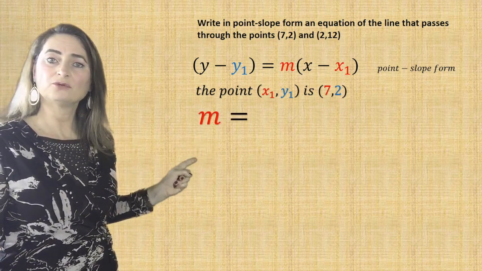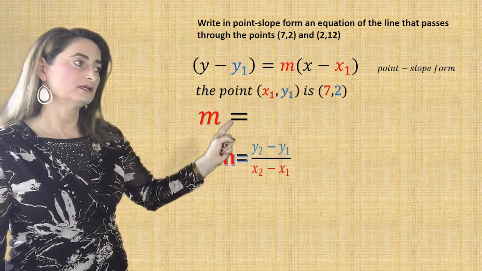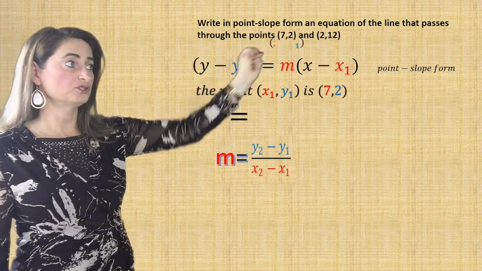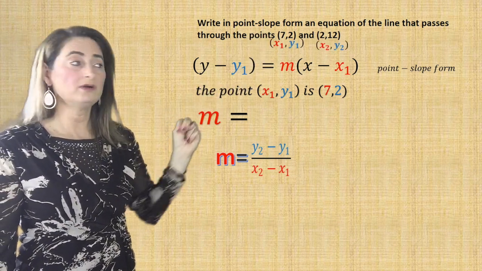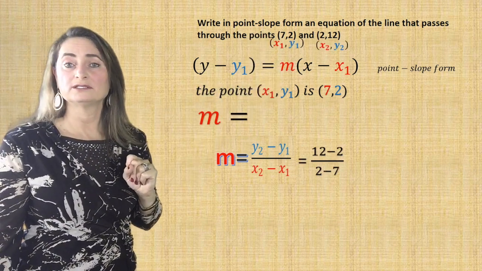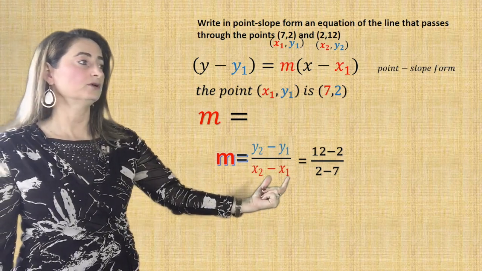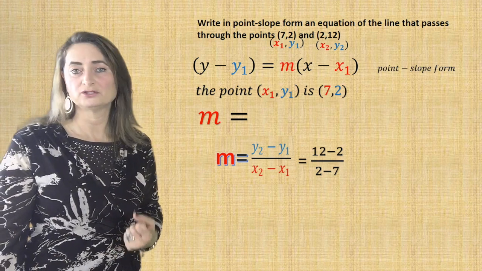Use the equation of the change in the y divided by the change in the x. Now I would use the two points. 7, 2 is x1, y1, and 2, 12 is x2, y2. Substitute the numbers into the equation, and you get 12 minus 2 divided by 2 minus 7.